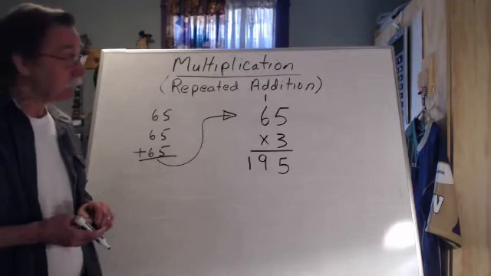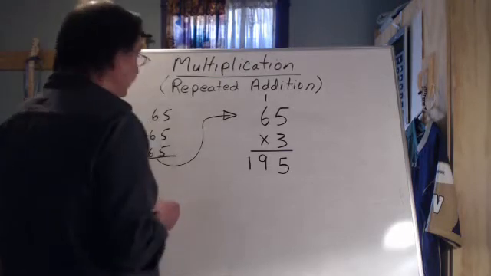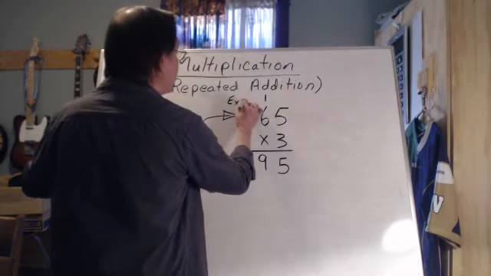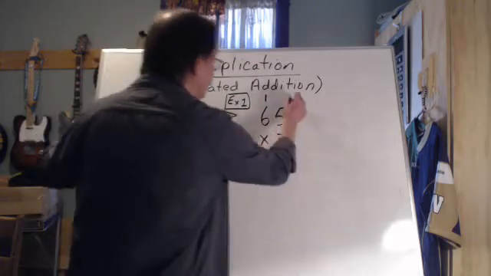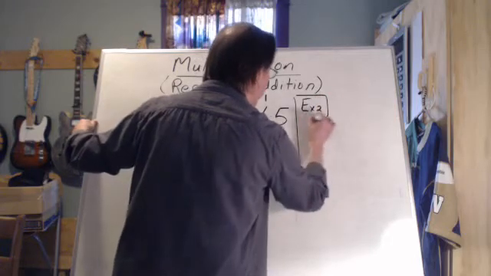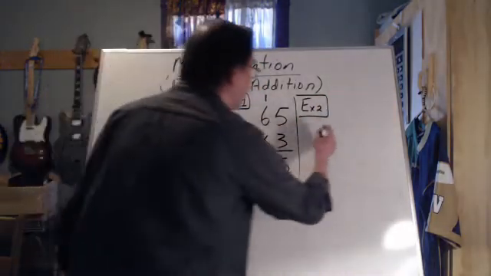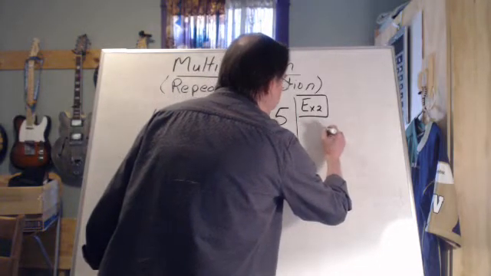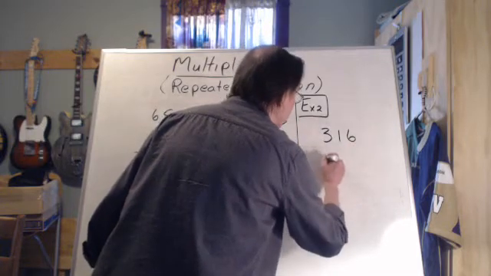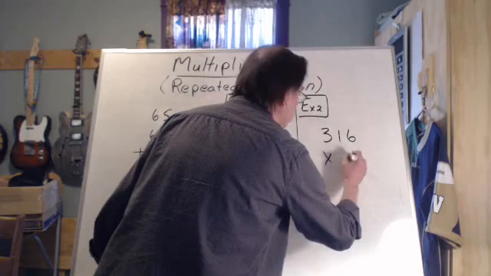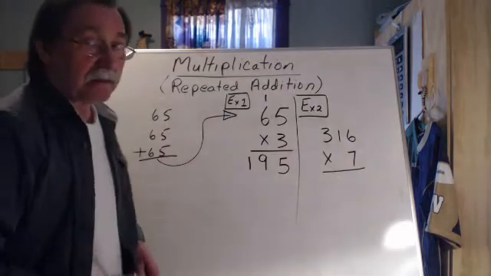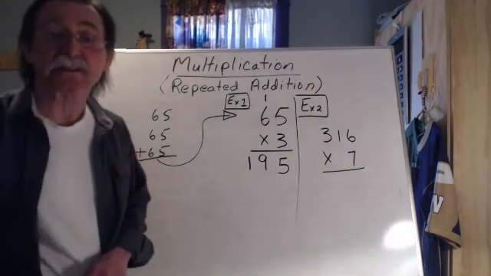All right. I'll give you one more example. And so I'll just describe this as example 1. And I'll go example 2 over here. Let me make one up. We're going to go 316 times 7.